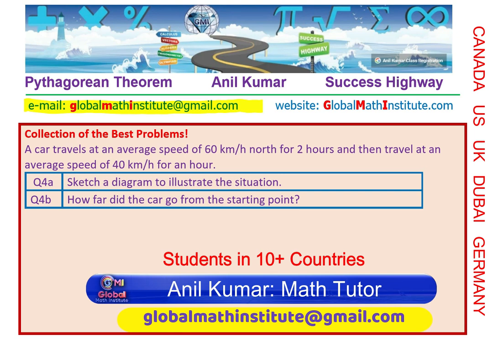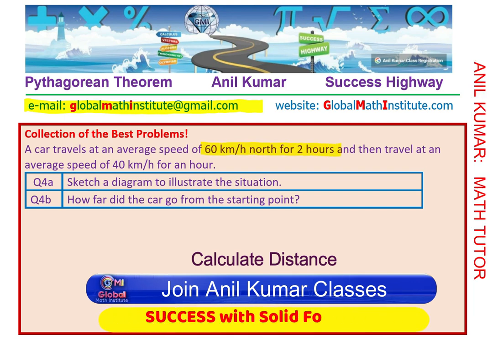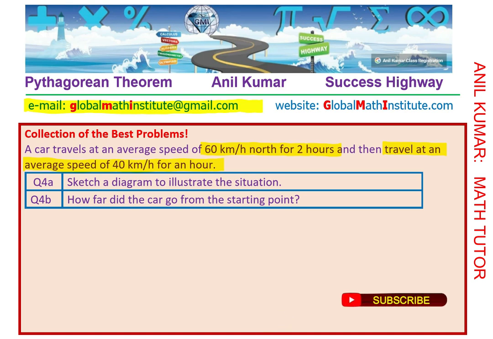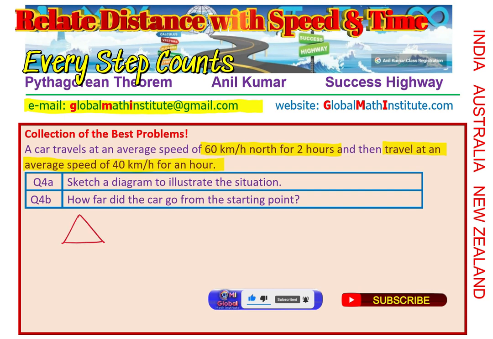Okay, next question. A car travels at an average speed of 60 kilometers per hour north for 2 hours and then travels at an average speed of 40 kilometers per hour for an hour. Now, here we are giving you the speed and time. We are not giving you the distance directly. That's the whole difference. So, remember one relation, which is distance is speed into time, correct?